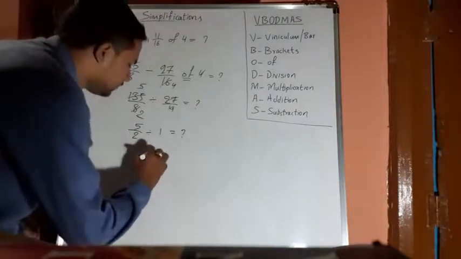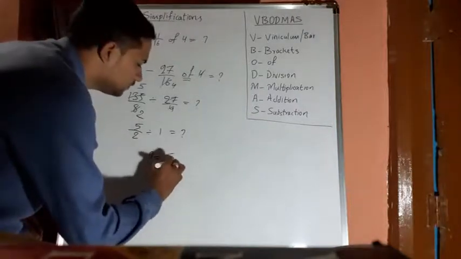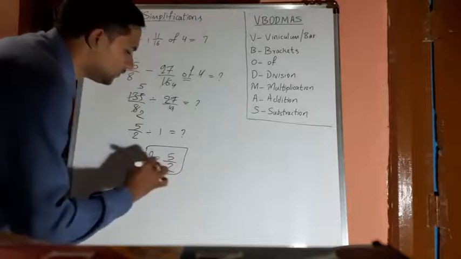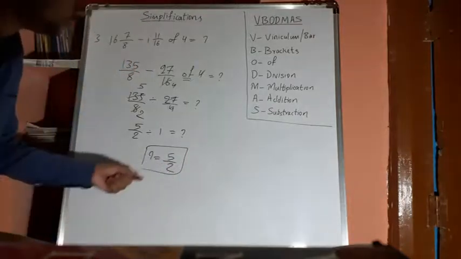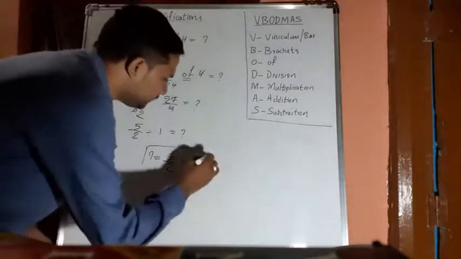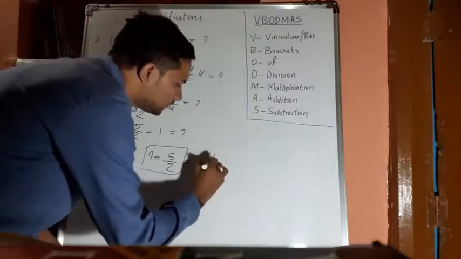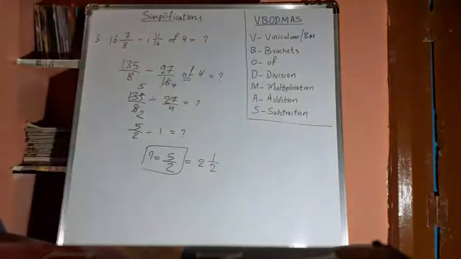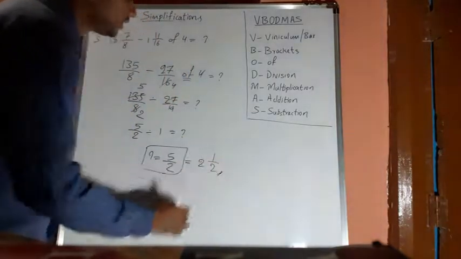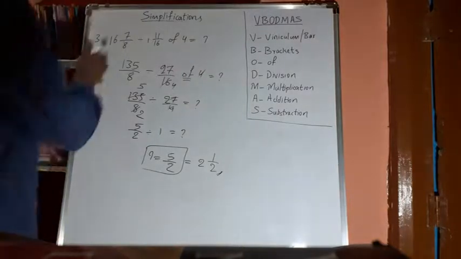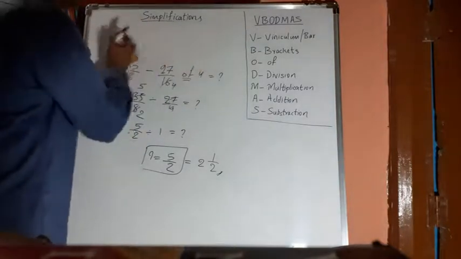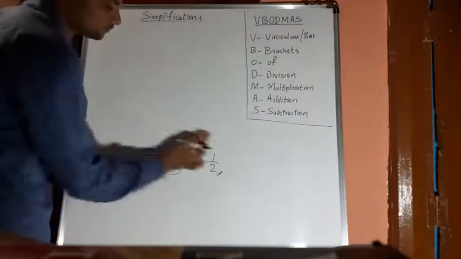So our answer is what? Question mark is equal to 5 by 2. You can again keep this in improper form, or divide: 2 twos are 4, 1 left. This is how you can write. Next, let us go for one more solve time.